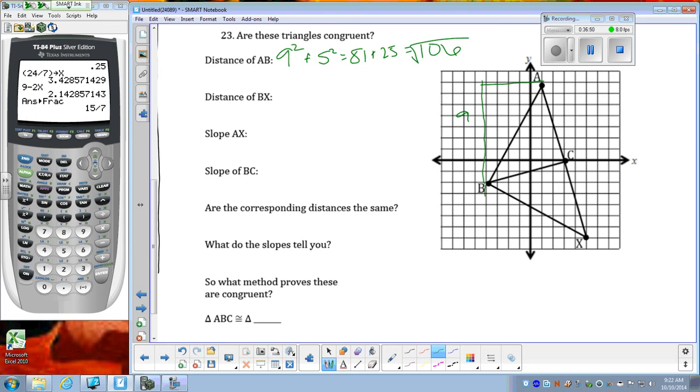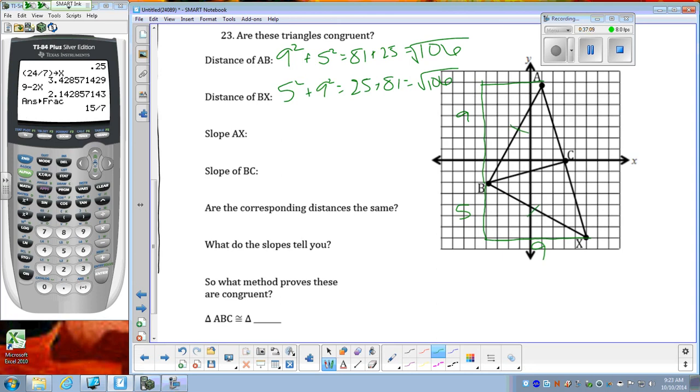BX, I went down 5 over 9, so 5 squared plus 9 squared, 25 plus 81 is 106, and I take the square root of that. So I know that AB is congruent to BX.